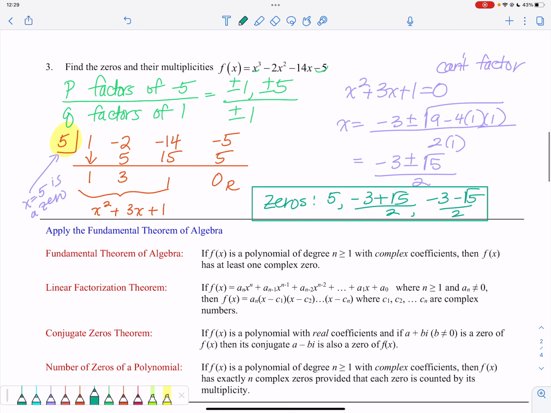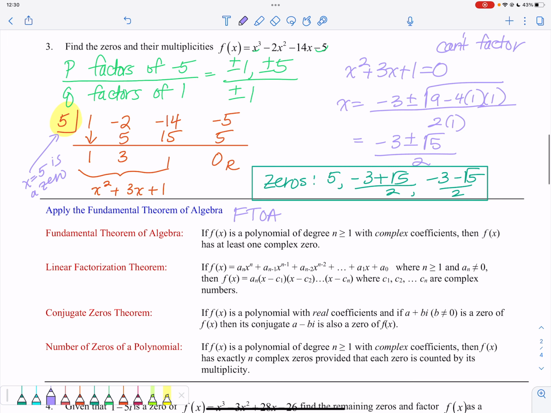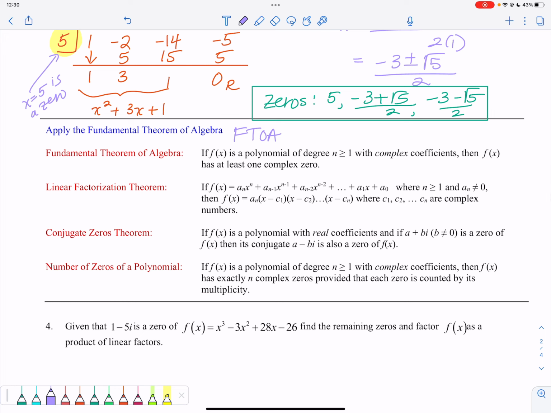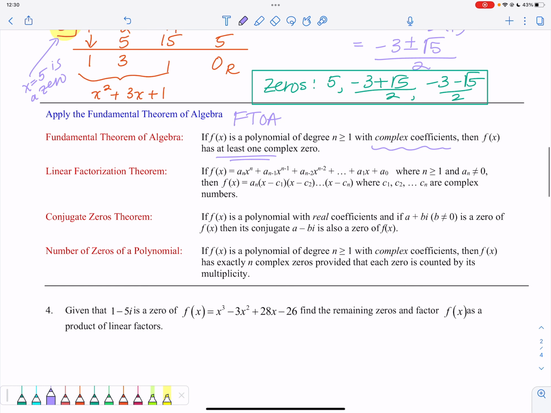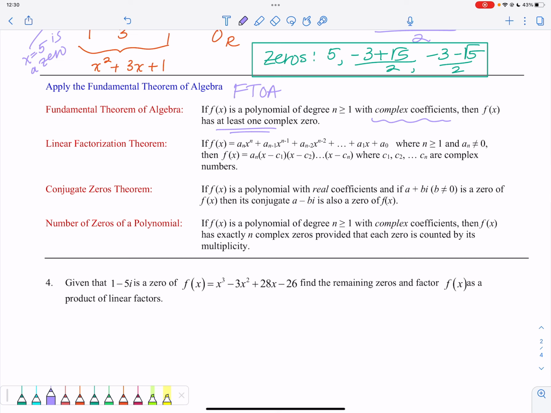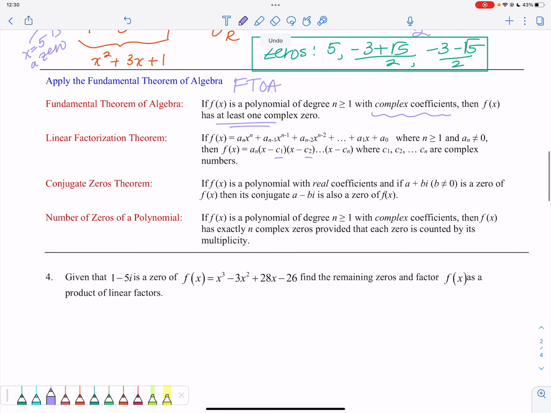Okay, so now let's apply the fundamental theorem of algebra. You might see that as the FTOA. And basically the fundamental theorem of algebra says that if we have a polynomial of degree greater than or equal to 1 with complex coefficients, then we must have at least one complex zero. The linear factorization tells us that these constants here are our complex numbers.